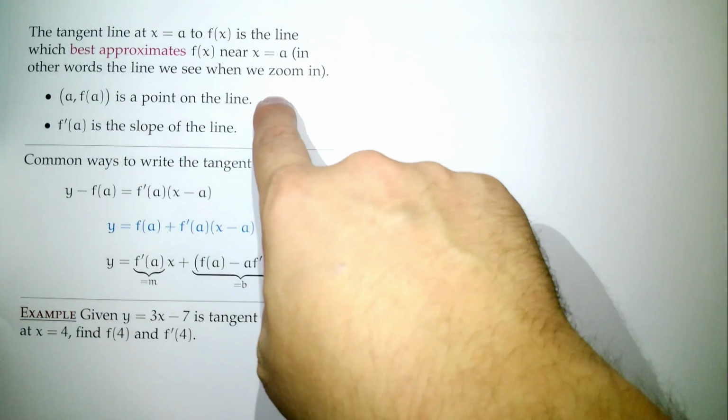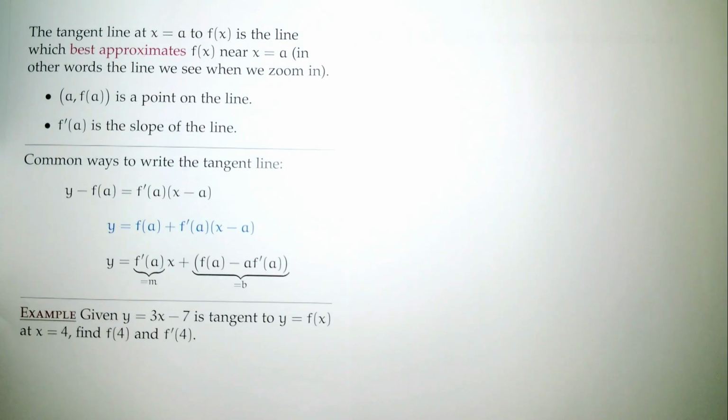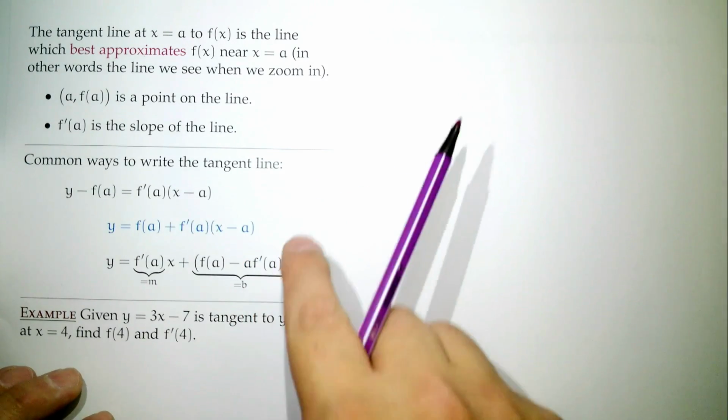So we have a couple things to know. Of course, we know the point on the line. We know the slope of the line. But we'll get to the point. This is foreshadowing of what's to come. Okay, so let me sidetrack here.